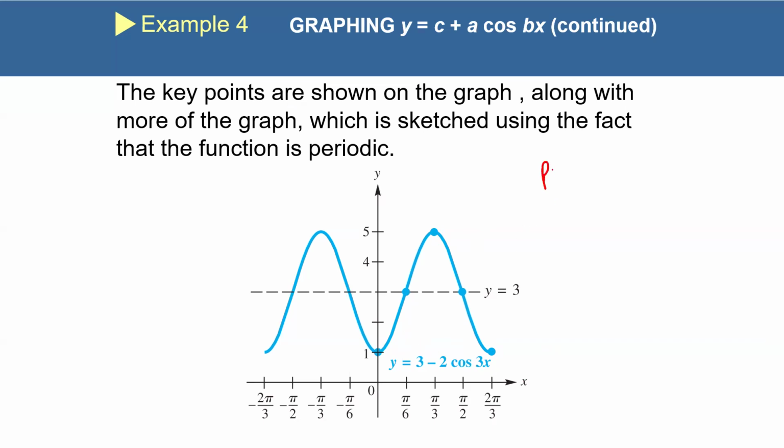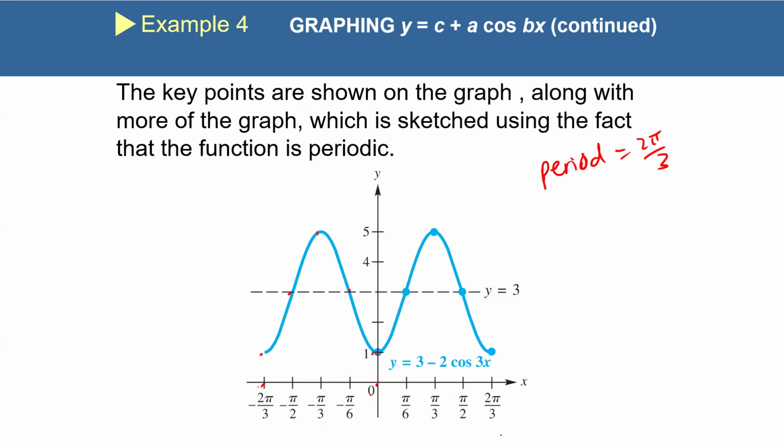So our period for this problem is equal to 2 pi over 3. If I'm going to go to the left, like I did here, that means that I'm now going to go from 0, where x is 0, and subtract 2 pi over 3. So I'm going to repeat this pattern from 0 to negative 2 pi over 3. And that's why these points are here.